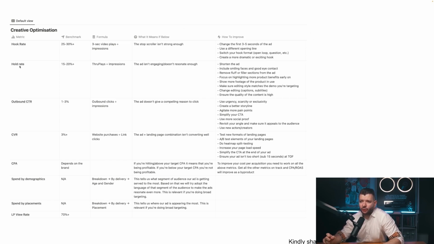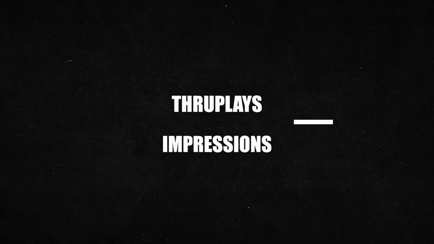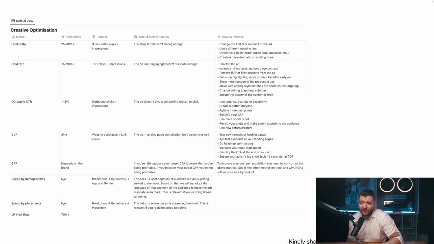Number two metric that we'll be looking at is called hold rate, right? Hold rate is true plays divided by impressions. And we're aiming for like 15 to 20%. So we want to see how much people are actually watching the whole ad. If you're not at 15-20%, you can shorten the ad. You want to include smiling faces and good eye contact. This is something that keeps attention throughout your video. You can remove fluff or filler sections from the ad. Focus on highlighting more product benefits early on.